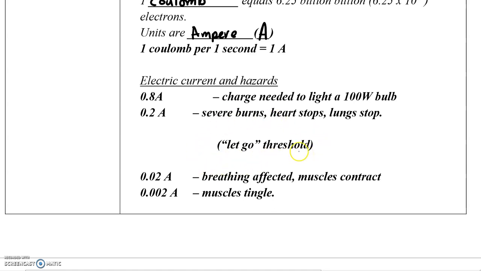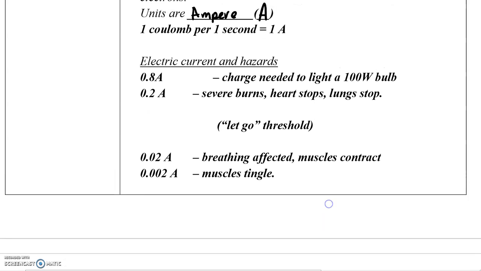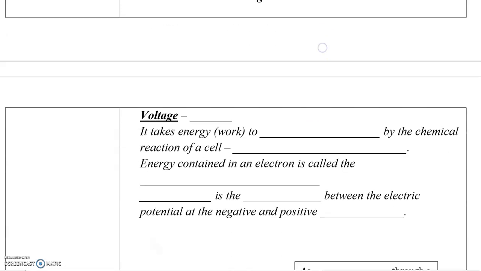That's the threshold where the current is so strong that the only way to not make our muscles contract is to have the current stop. So that's actually a pretty significant threshold because that is kind of like the deadly threshold. And even at 1/10 of that, so 0.02 amperes, your breathing is impacted and your muscles start to contract. And at 1/10 of that, 0.002 amperes, you can actually feel your muscles tingle. So electric currents are no joke.